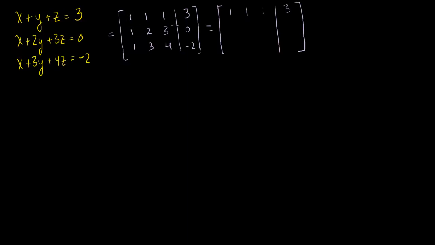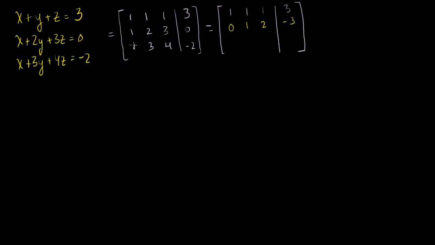Now, to zero this out, let me replace the second row with the first row minus the second row. So 1 minus 1 is 0. 1 minus 2 is... Actually, a better thing to do, because I eventually want this to be a 1 anyway, is to replace this row with the second row minus the first row, instead of the first row minus the second row. I can do it either way. So the second row minus the first row: 1 minus 1 is 0, 2 minus 1 is 1, 3 minus 1 is 2, and then 0 minus 3 is minus 3.